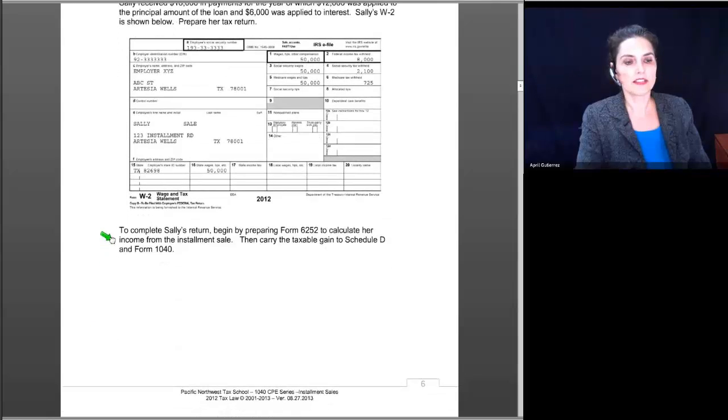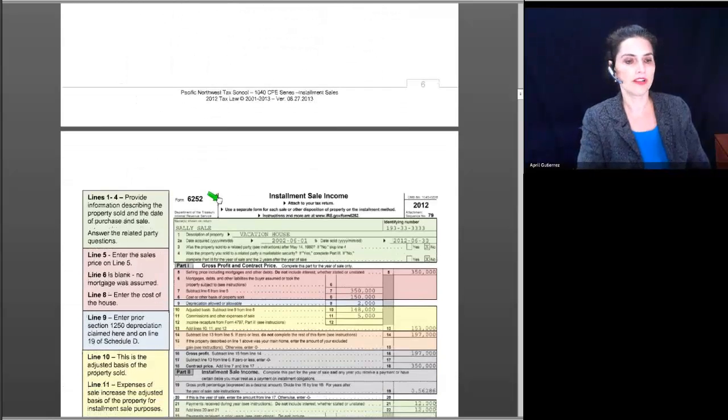Now, to complete Sally's return, you need to begin by preparing her 6252 to calculate the income from the installment sale. You'll then carry the taxable gain to the Schedule D and then on to the 1040, and we'll actually show you how to calculate the tax as well.